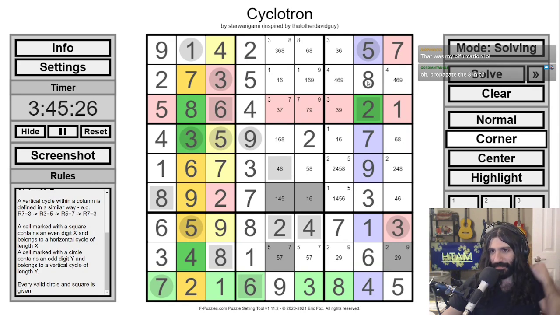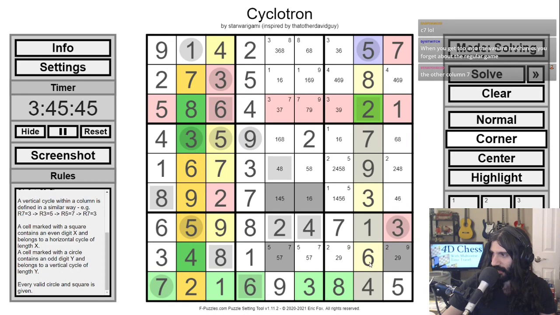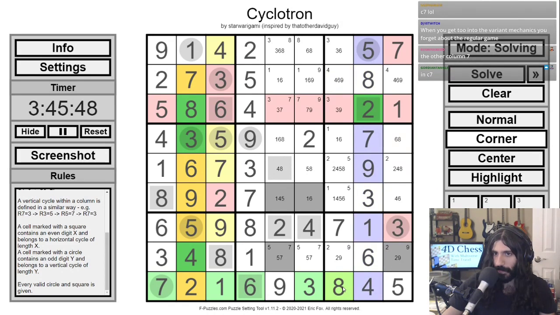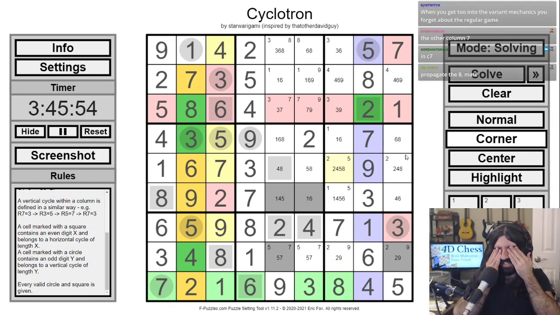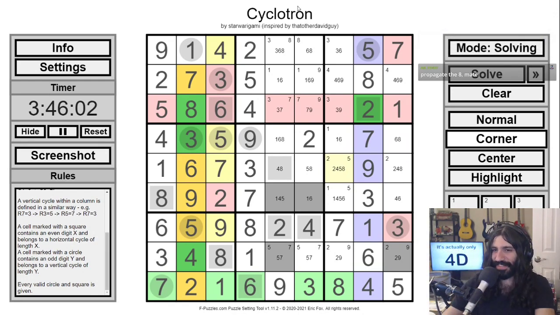Propagate the 8 in column 7. 8. Propagate the 8. Alright, let's propagate this 8, chat. We're gonna propagate the heck out of this. What are you talking about? What does that mean? Propagate the 8. Propagate the 8 in column 7? Column 7! Sorry. 8. Oh my god. Chat! Column 7. Column 7's not column 8. Oh my. The other column 7. When you get too into the variant mechanics, you forget about the regular game. No, I know. Dude.